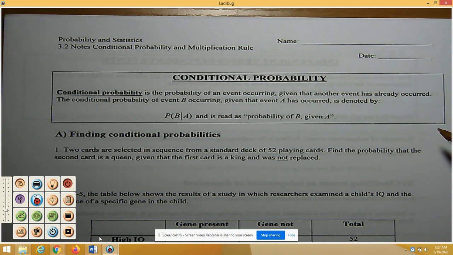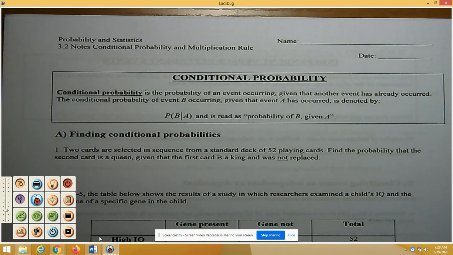In this video, we're going to be looking at conditional probability, independent and dependent events, and the multiplication rule for probability for two or more events. So conditional probability is the probability of an event occurring given that another event has already occurred. The conditional probability of event B occurring given that A has already occurred is denoted by the probability of B given A.